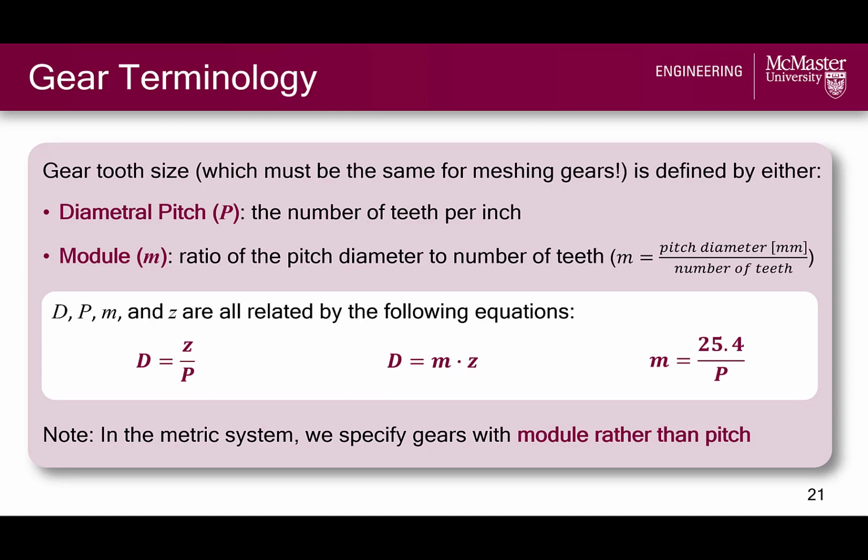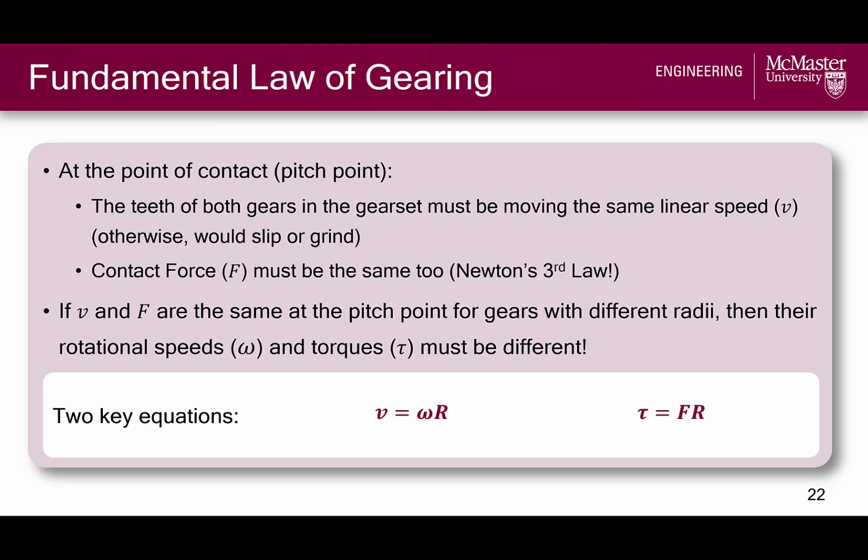We've gone over quite a few terms, but the most important equations to remember that relate the pitch circle diameter d, the diametral pitch p, the module m, and the number of teeth z are summarized here. Since we are working in the metric system, we will use the middle equation, d equals m times z, in gear design calculations.